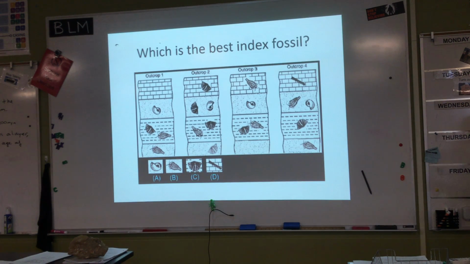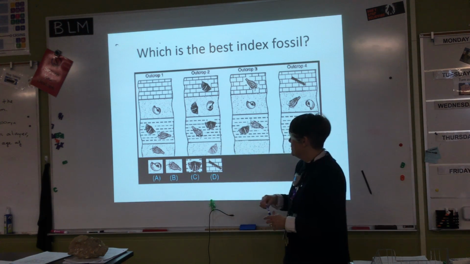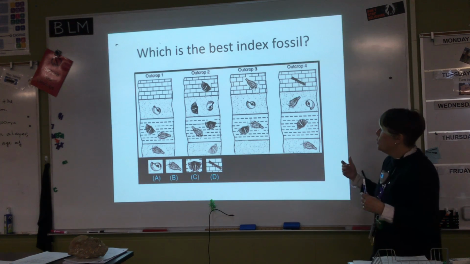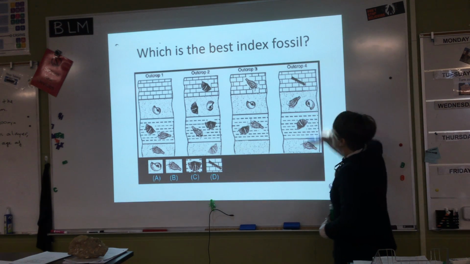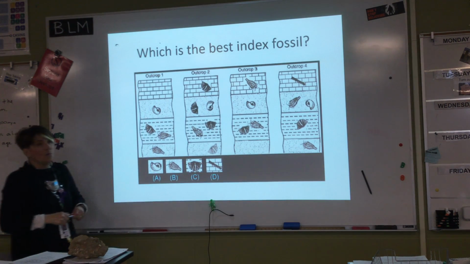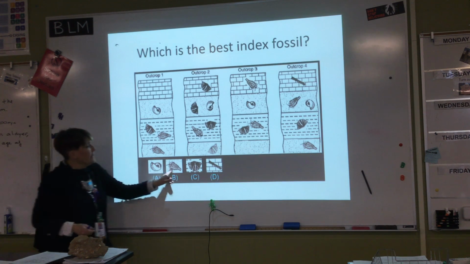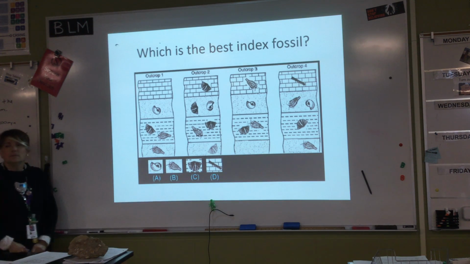Okay, so given that, I want you now to look at this example and tell me which is the best index fossil. If those are the requirements, which one of these, A, B, C, or D, and you have this on your worksheet too, which one would be the best? We've got outcrop 4, outcropping 3, outcropping 2, and outcropping 1. So these were 4 different locations that were looked at. With your pair share partners, which one of these would make the best index fossil?